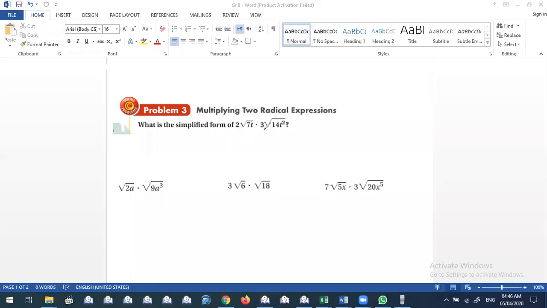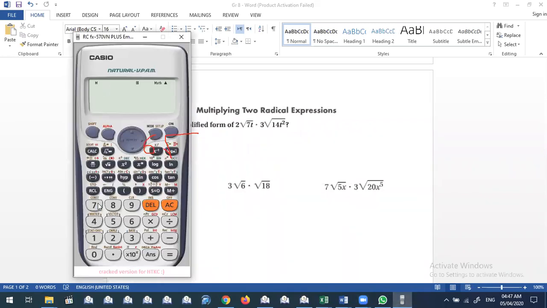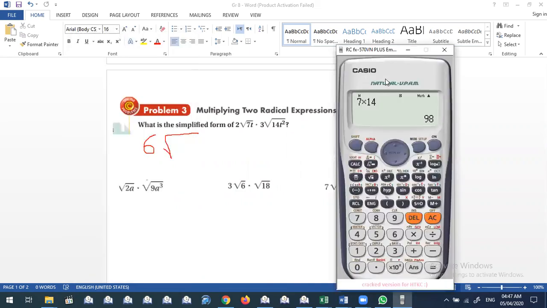First, multiply 2 by 3. 2 by 3 is 6. So 6 is outside. And square root 7t times 14t power 2. First, find 7 times 14. 7 times 14 is 98. So here inside the square root, 98. t times t power 2 is t to the power of 3.